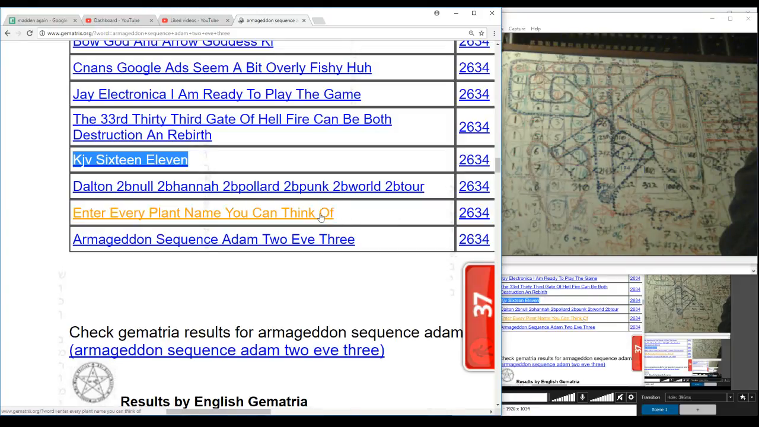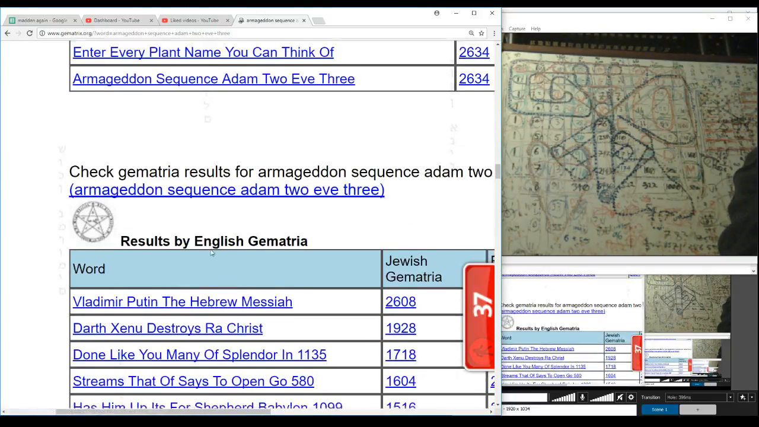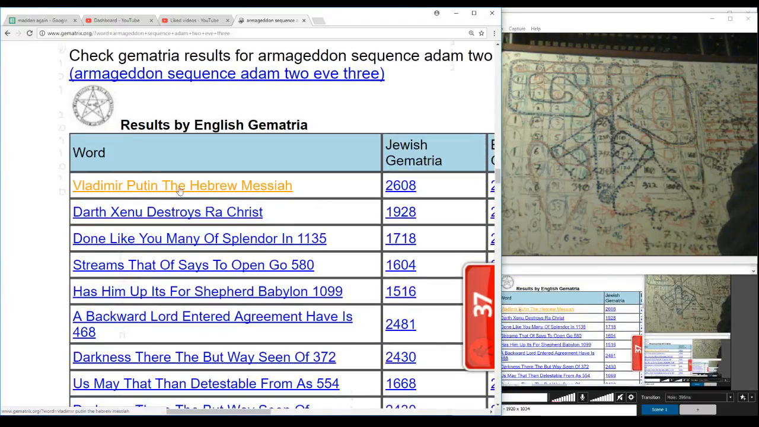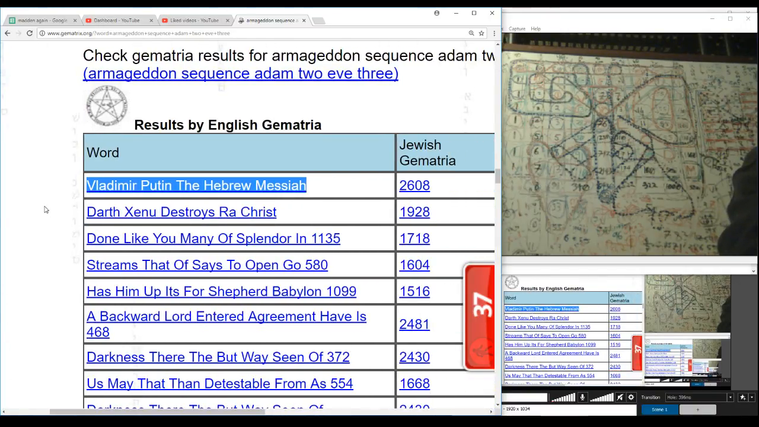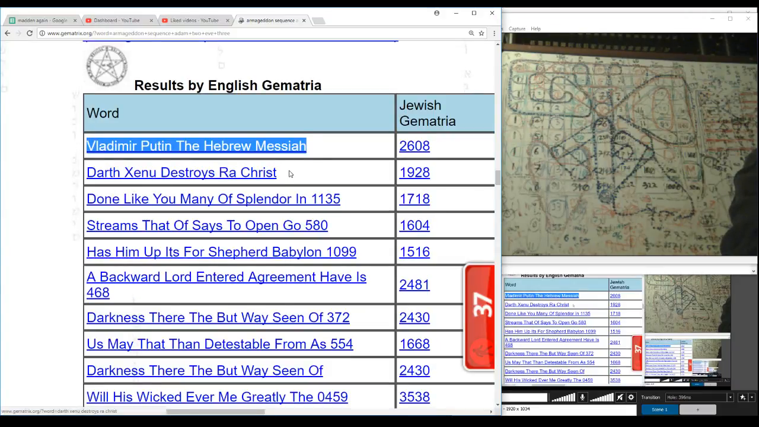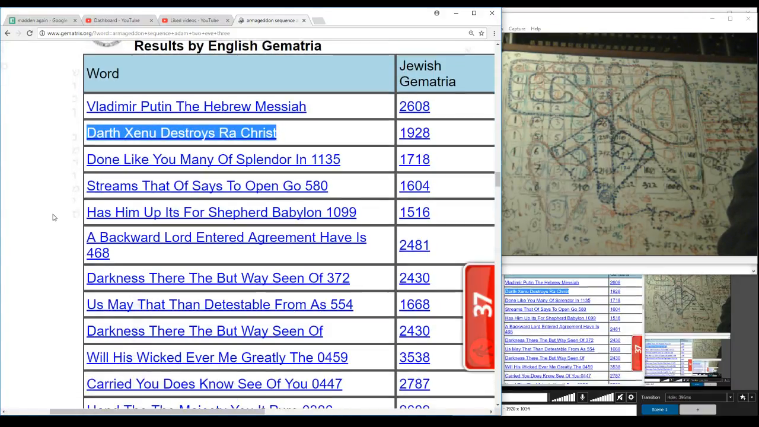Alright. Enter every plant name you can think of. Yeah, cool. And we've already seen this. Vladimir Putin, the Hebrew Messiah. I've seen this number then, like really, 2016. I guess we've seen this recently. I remember that being the first one. Darsdina destroys Raw Christ. Interesting.